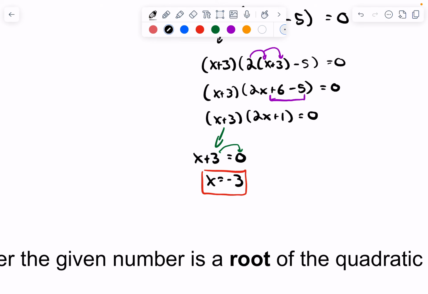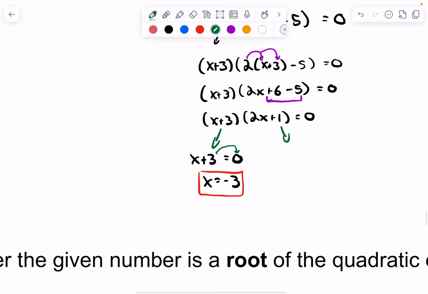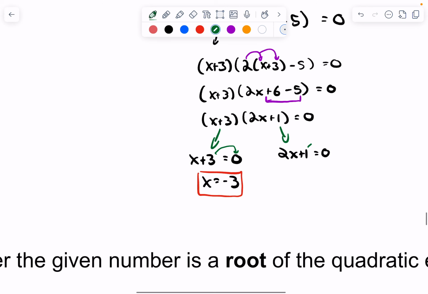And then do it again. Take this bracket, this 2x plus 1, set it to 0. Bring the plus 1 over, and you'll get 2x equals minus 1. Divide both sides by 2, and you'll get x equals minus 1/2. And there are your solutions.